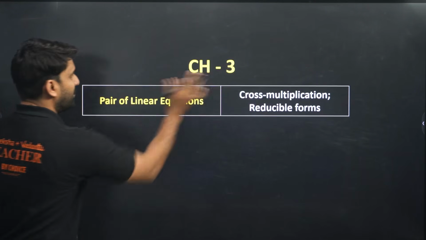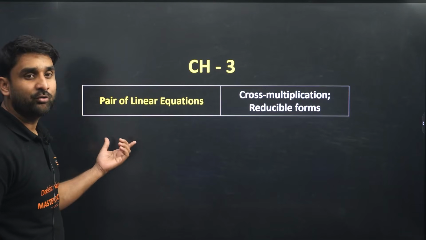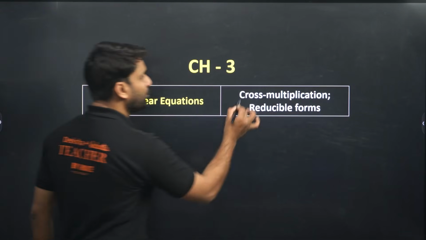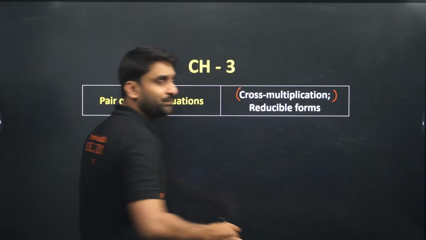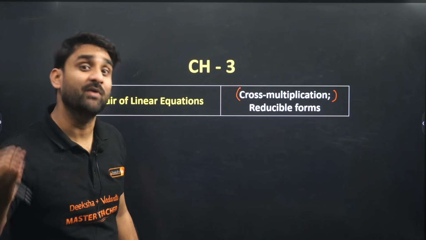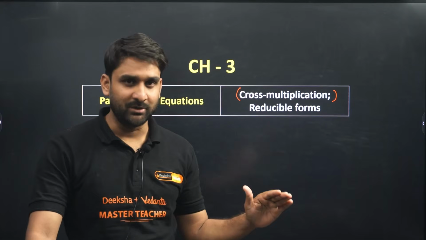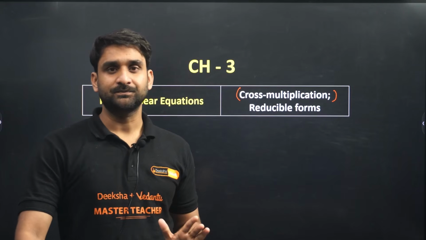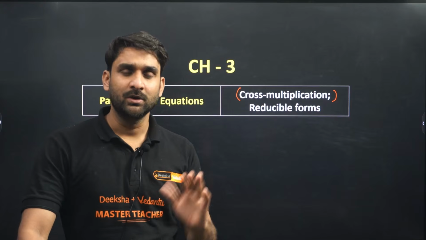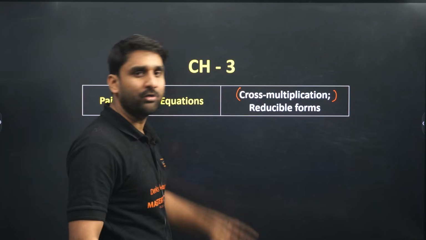If I talk about chapter number 3, Pair of Linear Equations in Two Variables, everything is there, but two topics are deleted. First, the cross multiplication method. We solve a pair of linear equations in two variables to get the solution x and y, and we use two methods, substitution method and elimination method. The third one is deleted. So you don't require to revise the cross multiplication method, and you don't require to do any question based on cross multiplication.